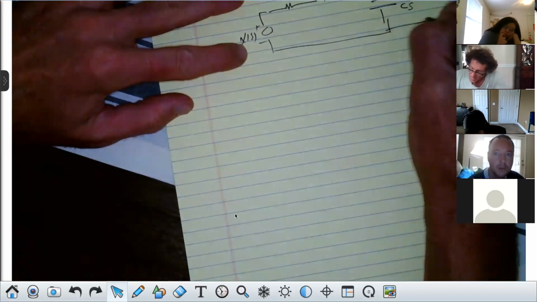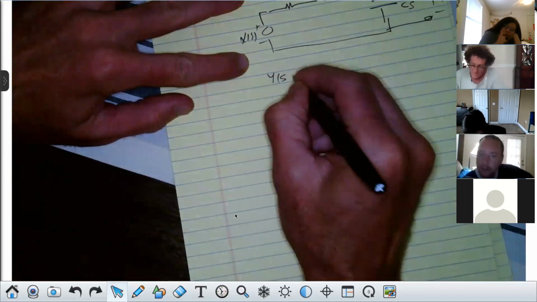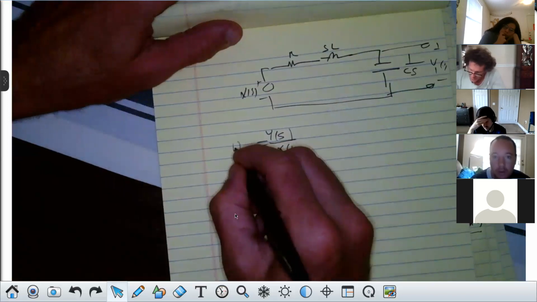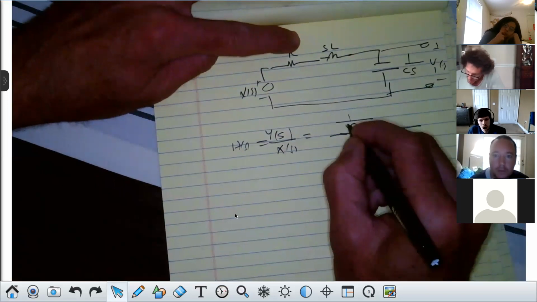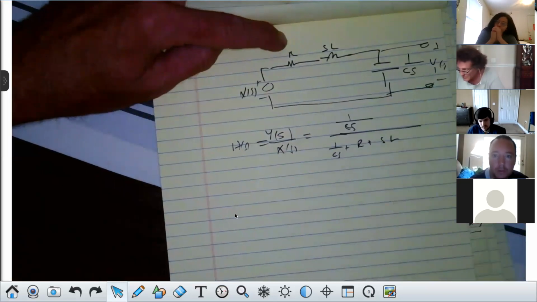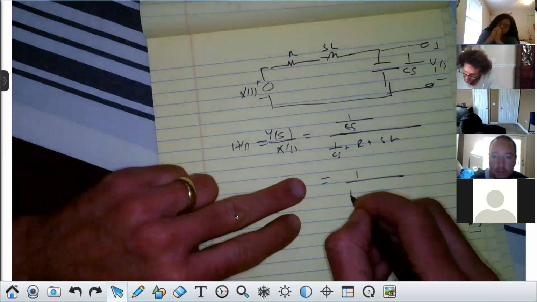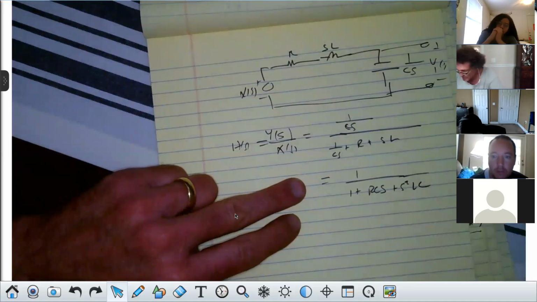Now here's the output, Y of S. Y of S over X of S is H of S. That's what I'm always after. That's 1 over CS over 1 over CS plus R plus SL, correct? Now you need to massage this a little. So multiply top and bottom by CS for starters. And I get 1 over 1 plus RCS, plus S squared LC, correct?